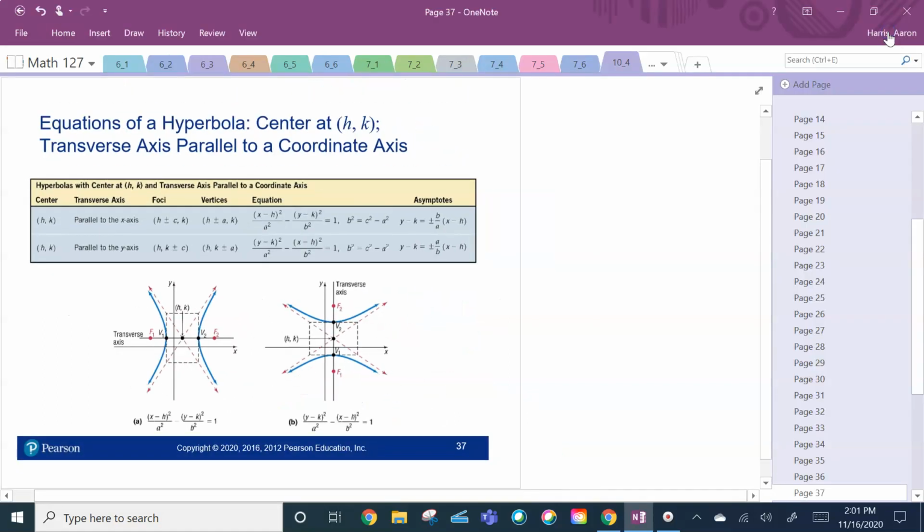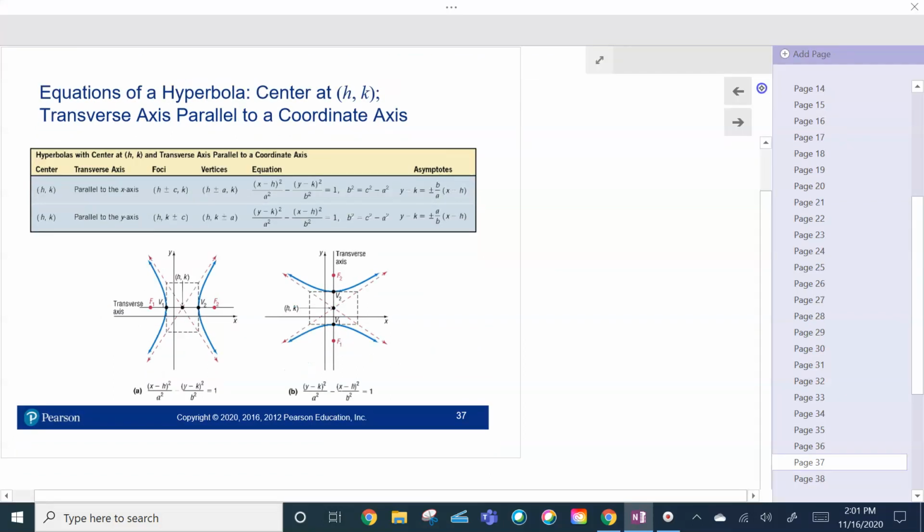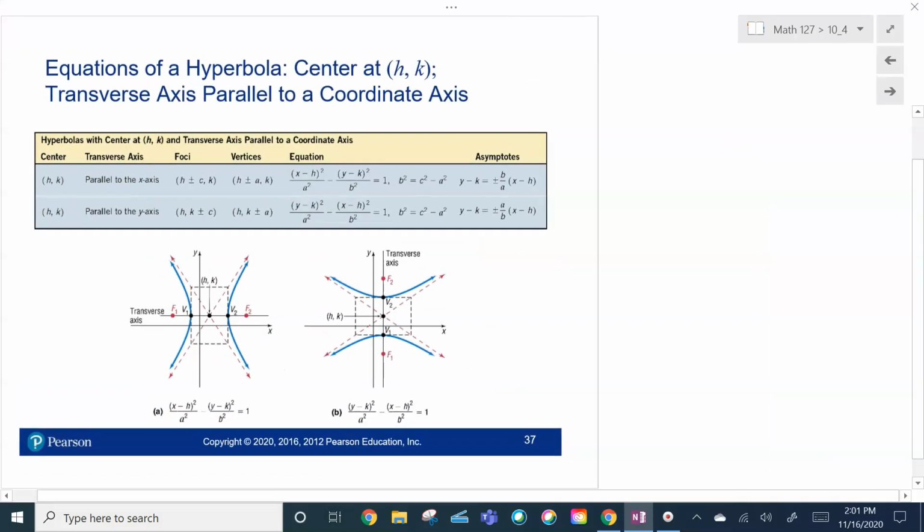Alright, so what if we don't have the center right in the middle? Well, if it opens right or left, x is still squared, but it's x minus h squared. We're moving to (h, k). And if it opens up or down, we have y minus k squared. So again, (h, k) is now our center. We just have either the transverse axis being horizontal, or the transverse axis being vertical in the second scenario on the right there.